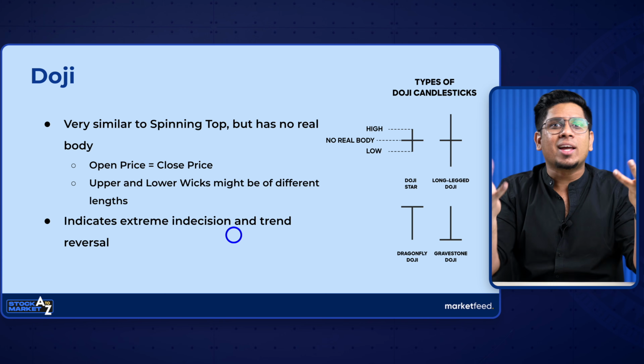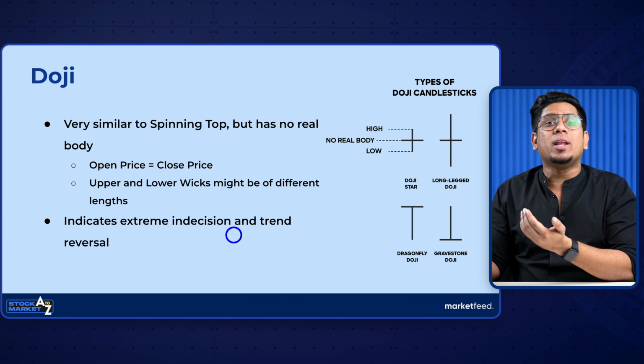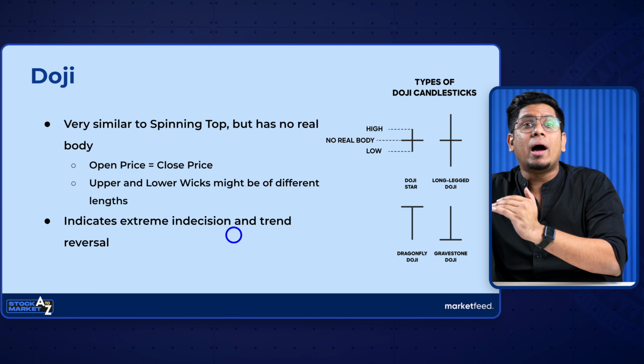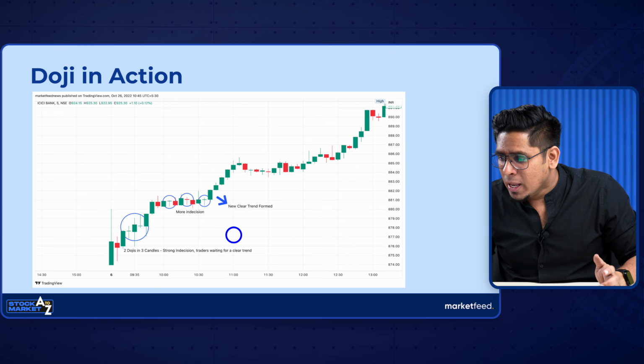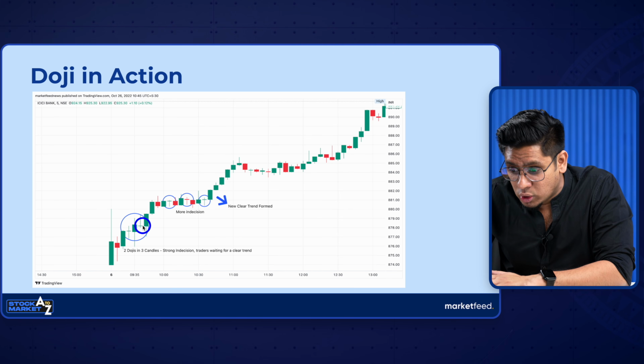People in the market, I mean, try to understand the story, right? Traders are not sure whether to buy there or sell there. What does it mean? Indecision, right? As simple as that. Now let's come into an example. Let's see doji in action.